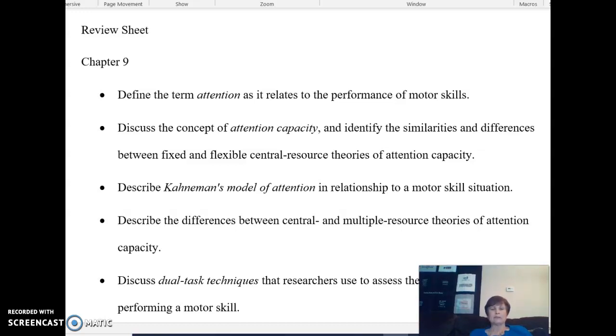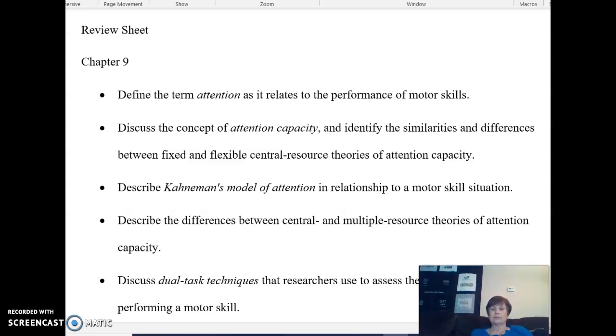So I encourage you to find that handout or go to the textbook. In Chapter 9, there's a picture of the model, and make sure that you are very familiar with Kahneman's model of attention as an example of a central resource theory. Again, comparing and contrasting central resource theory to multiple resource theory, and we used Wickens' multiple resource theory.